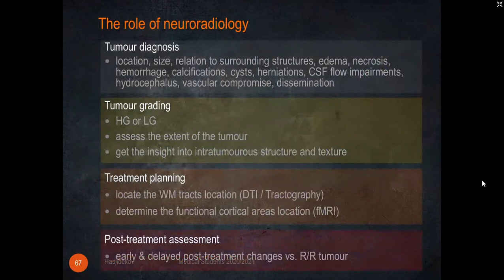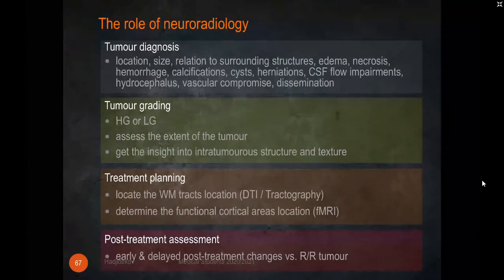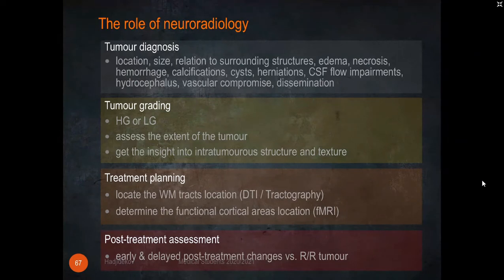So what is the role of neuroradiology? Once again, we can give information about the tumor diagnosis, the location, the size, and the relation with the surrounding structures. Is there any edema, necrotic or hemorrhagic compartments? Are there any calcifications, cysts or herniations? Impairment of the cerebrospinal flow, hydrocephalus and vascular compromise or dissemination. The tumor grading: are we dealing with high-grade tumors or low-grade tumors? What about the extent of the tumor? How can we get insight into tumor structure and texture?